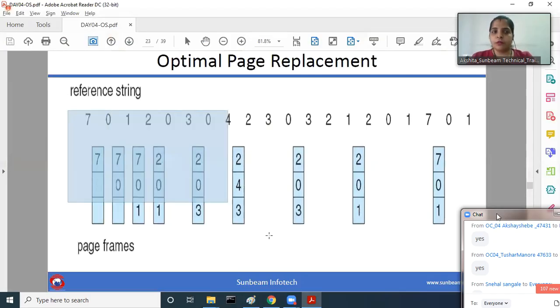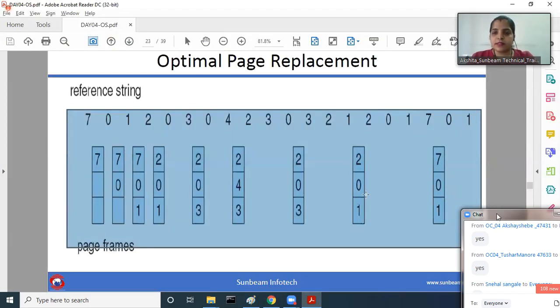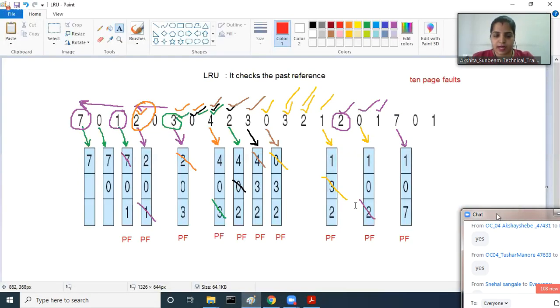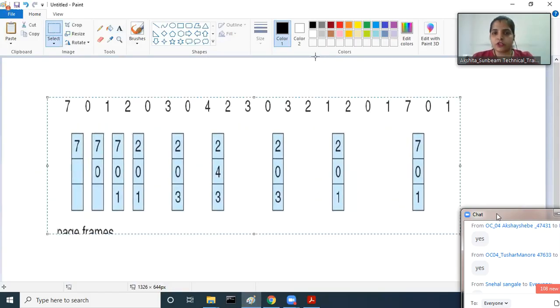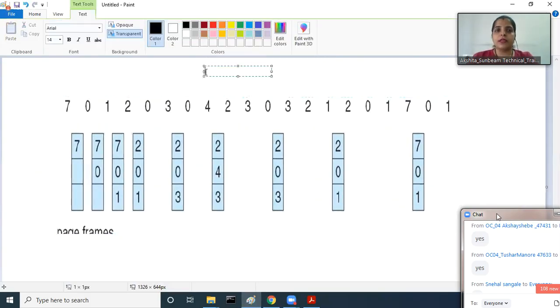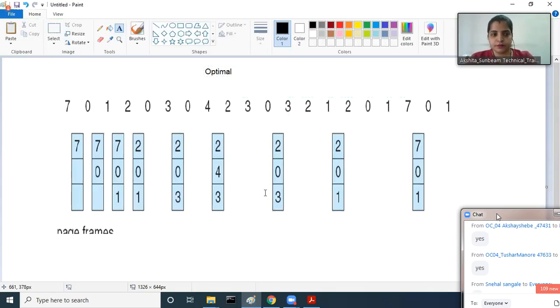Let us take the optimal scenario. Sometimes theoretical questions can be asked, like, in which type of page replacement policy is the past reference of the page checked? Your answer should be LRU. In which policy is the first page that came taken out first? That is the FIFO policy. So to explain the theoretical concept to you, I am taking 1 or 2 examples.